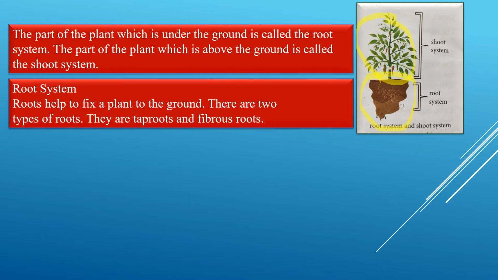Let's read about root system. Roots help to fix a plant to the ground. There are two types of roots. They are tap roots and fibrous roots. What type of roots are there? Two types of roots. They are tap roots and fibrous. Then again, we have to know that all the plants fix to the ground with the help of roots. If there are no roots, no plant can stand on the ground. All plants will fall on the ground, so they will die. So we have learned these things.